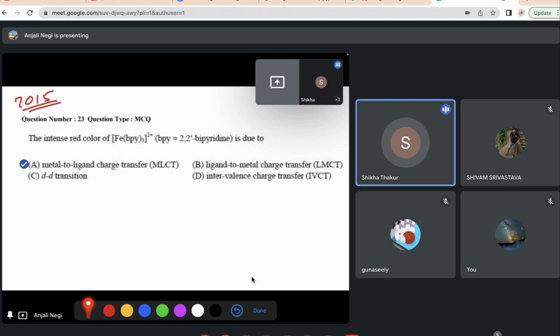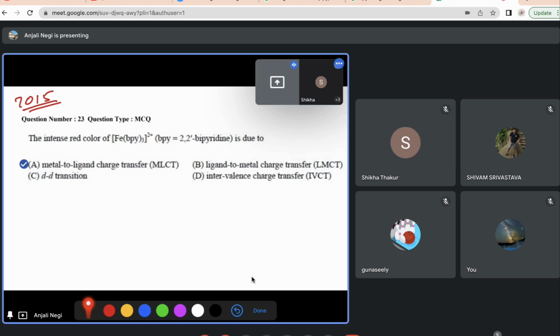Ma'am, please repeat the properties of the ligand again. Yes, this is bipyridine. It's a strong field ligand, a neutral ligand, and a pi accepting ligand. Don't worry, we will go through it again when I discuss the details.